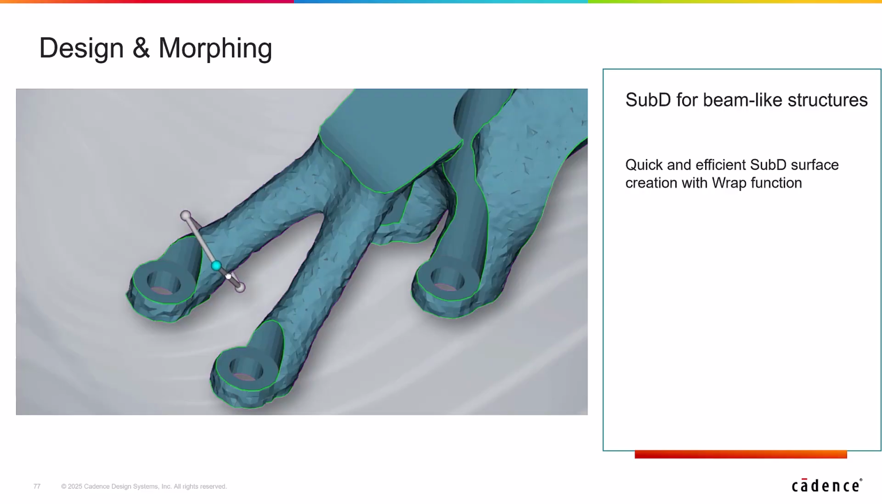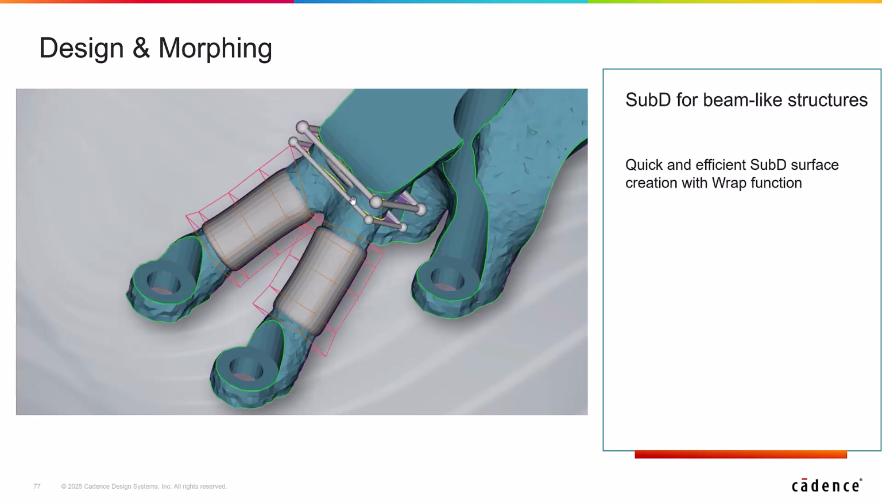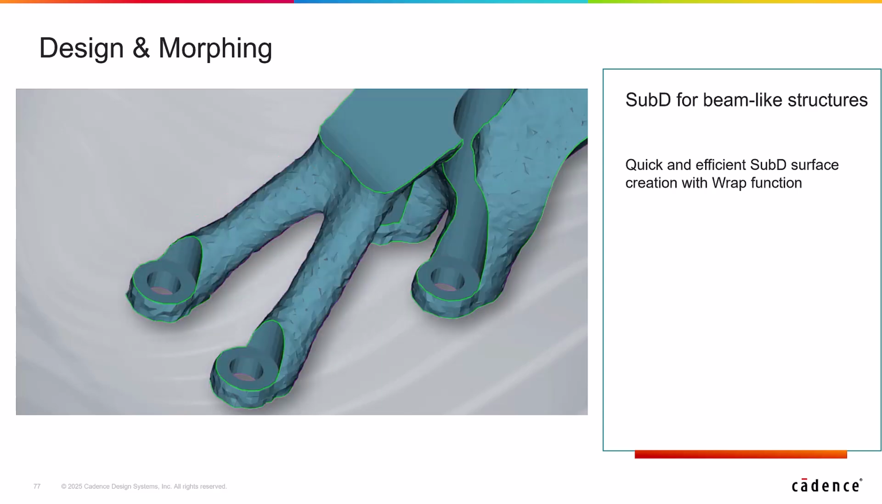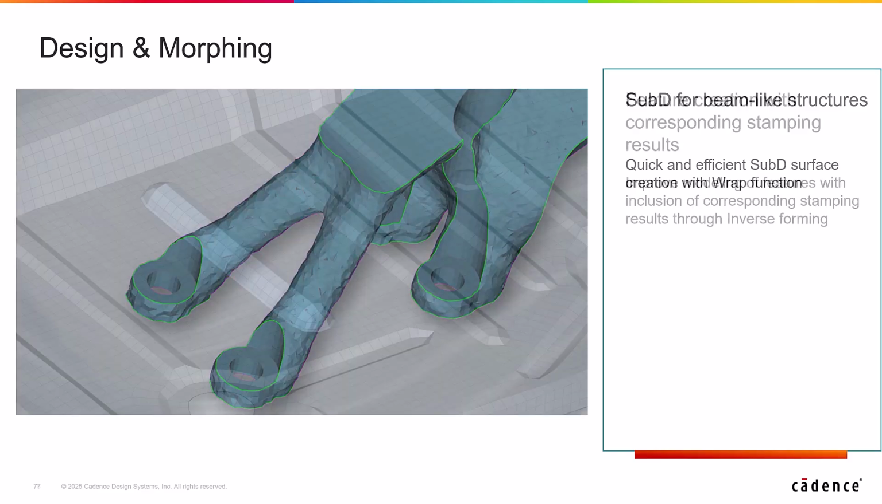Subdivision surfaces for beam-like structures can be effortlessly generated using the wrap function. A new control cage is fitted around the visible elements by detecting the principal axis of their cross-section upon mouse hover. Subsequently, the corresponding sub-D surface is automatically constructed.